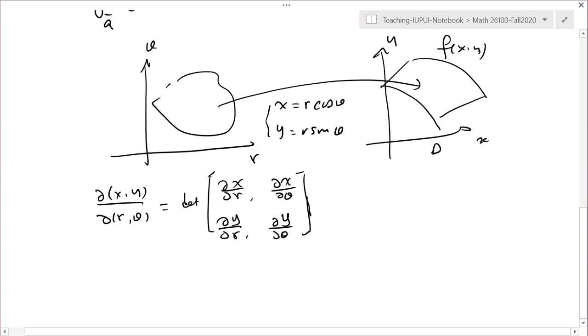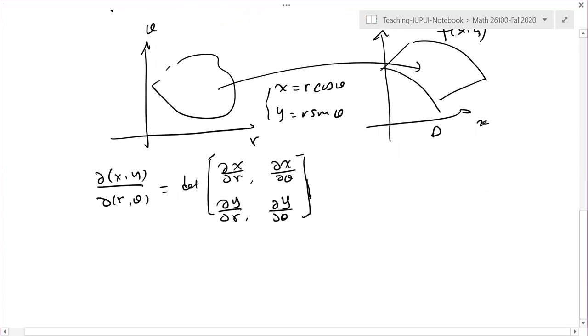Sometimes they just use two vertical bars to mean the determinant. This means the matrix. So let's find the derivative. This is cosine theta, negative r sine theta, and that will be sine theta. That will be r cosine theta.